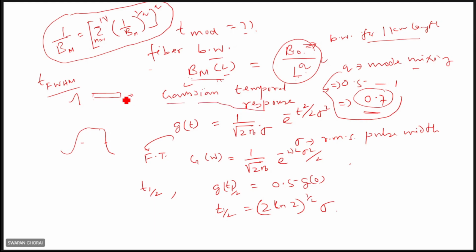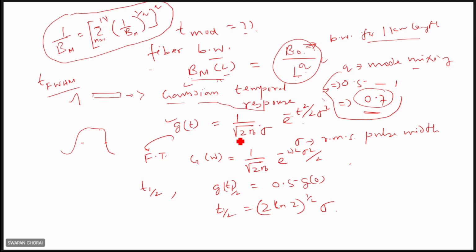If the Gaussian distribution is there at the output end, then the response can be expressed as g(t) equal to 1 by root over 2 pi sigma, e to the power minus t square by 2 sigma square. That is the Gaussian expression, Gaussian distribution, right? So this is the Gaussian temporal response we are assuming at the output end of the fiber. Now, if you take the Fourier transform of this one, then it will be g(omega), the integral of g(t) e to the power minus i 2 pi f t dt.